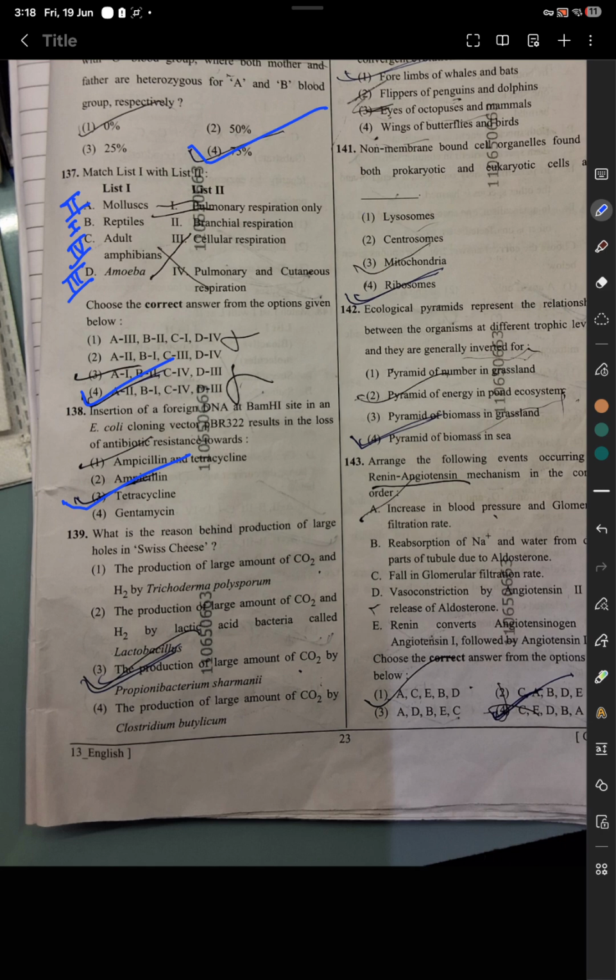What is the reason behind production of large holes in Swiss cheese? Then option number 3 is correct. The production of large amount of CO2 by this. Option number 3 is correct.